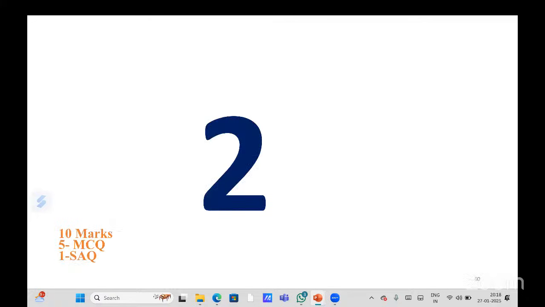Coming to syllabus point number 2, it carries a total of 10 marks. They may ask one SAQ, that is short answer, and 5 MCQs. So this is a very important topic for MCQ. We will get a total of 5 MCQs in this topic.